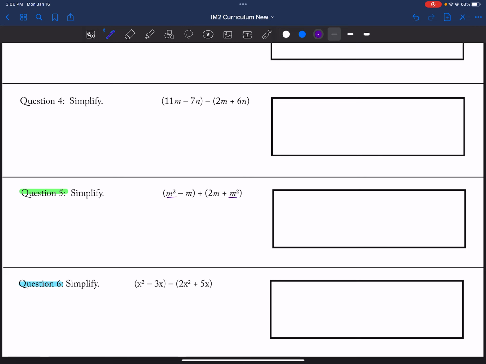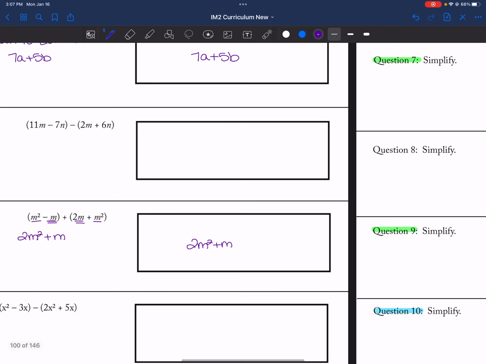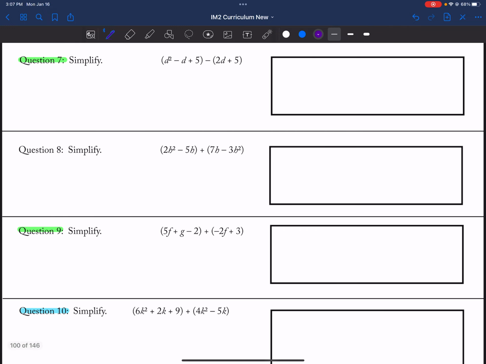And then here I have an m squared, so I have 1m squared. I have 2m squareds, so I have a 2m squared here. And then a negative m and a 2m, so that gives me a positive 1m. So I have 2m squared plus m.